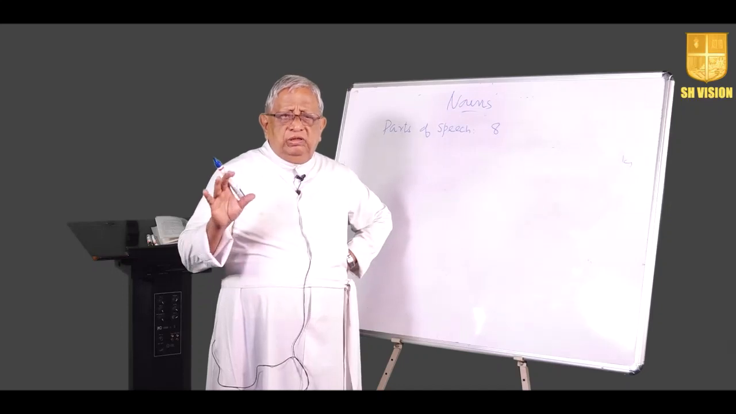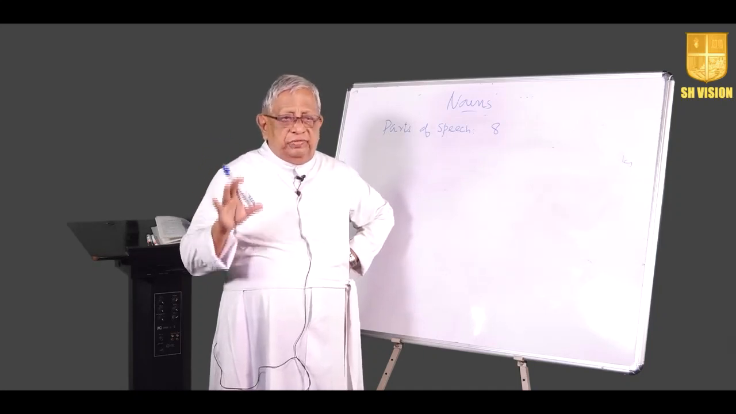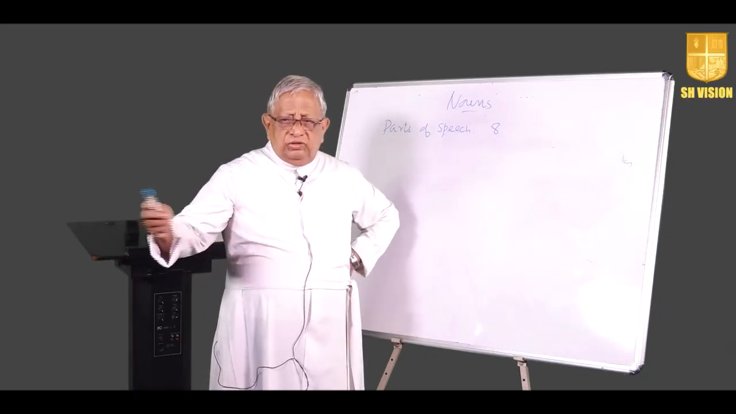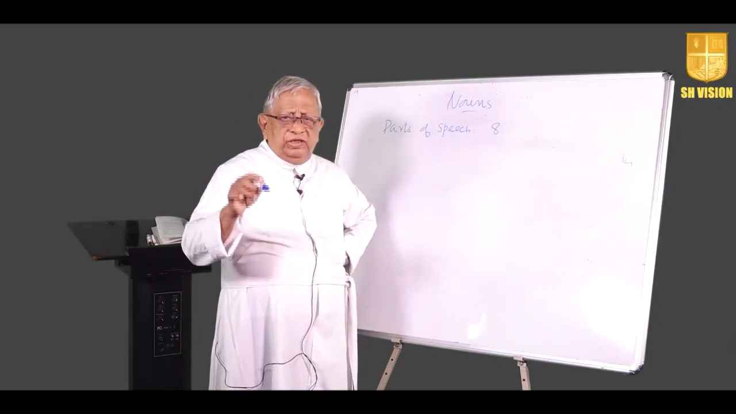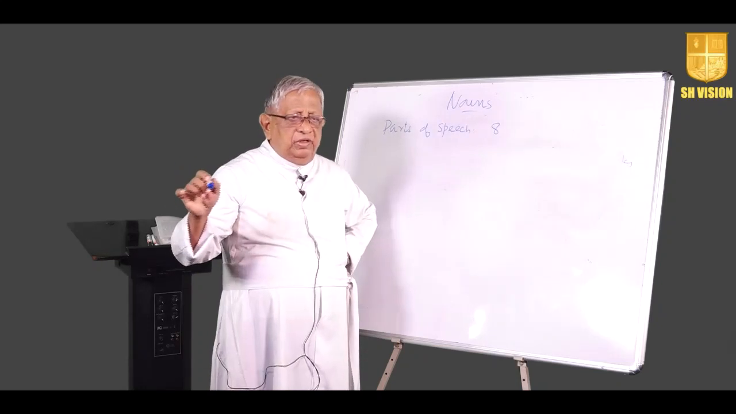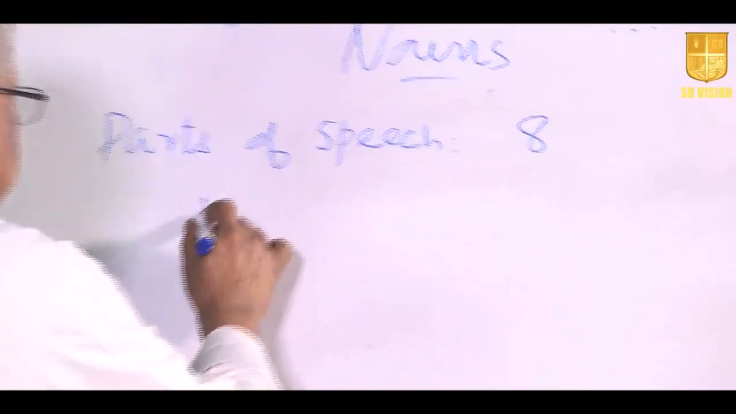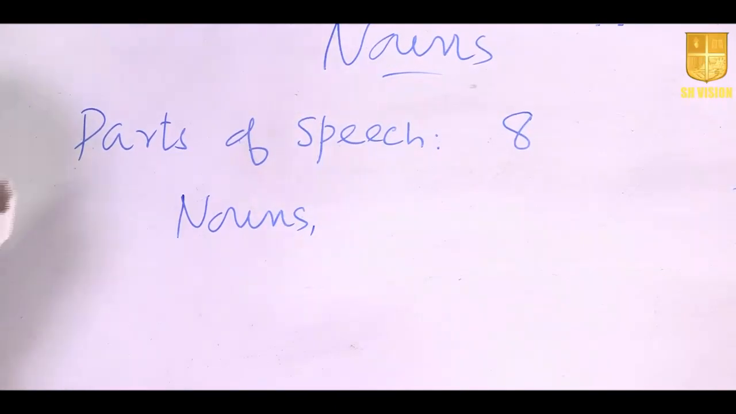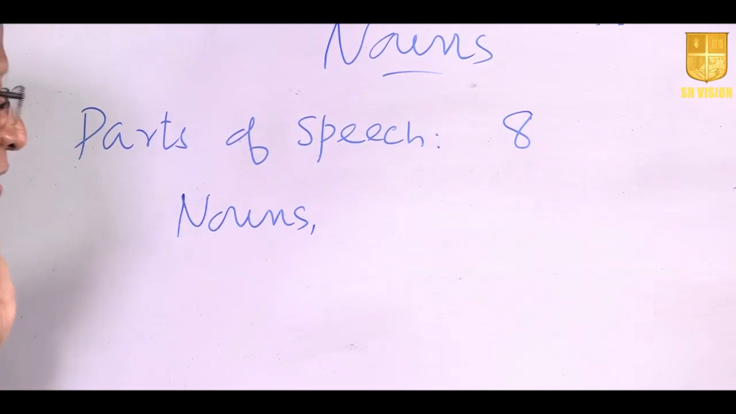The language comprises 8 categories of words, which are categorized according to the nature and the function of the word in a sentence. So what are the 8 parts of speech? Nouns. There are different types of nouns, proper nouns, common nouns, etc.